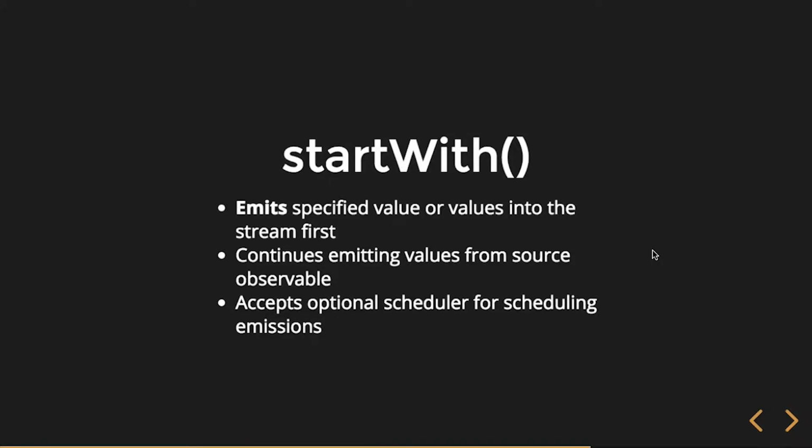Okay, start with, you probably already know what this does. It's going to start our observable stream with whatever value we give it, right? So it emits a specified value or values into the stream first. This is an important thing to note, but our stream will continue to emit values from the source observable.